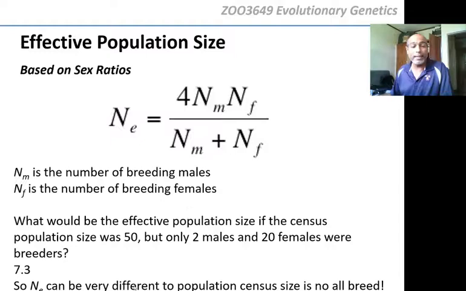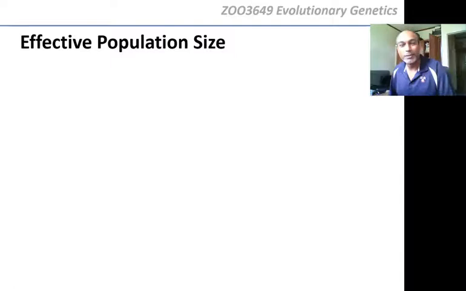So Ne can be very different from the census size because not all breed. All right? And you as a farmer, you've got to control how many of these. Just because it's a big, big makulu bull doesn't mean that you should only use him forever. That's a huge mistake that many farmers make, and they end up crying. Okay? So that is one clever thing you can go home this Christmas and tell all your family, "I know how to work this stuff out now because I learned it in ZOO3649."